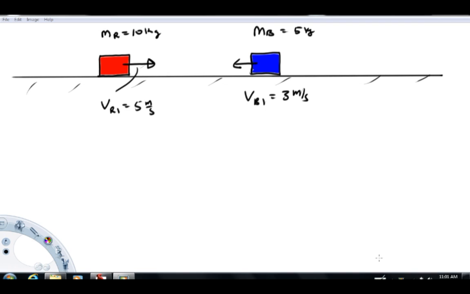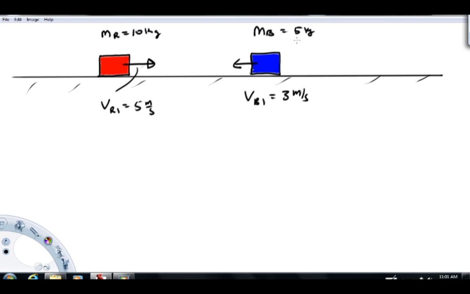I'm making this video to try to demonstrate how to apply momentum concepts to a relatively simple impact example. Imagine we've got this 10 kilogram mass moving right at 5 meters per second. So the VR1, that's my way of saying velocity, red mass, picture 1. That velocity is to the right.